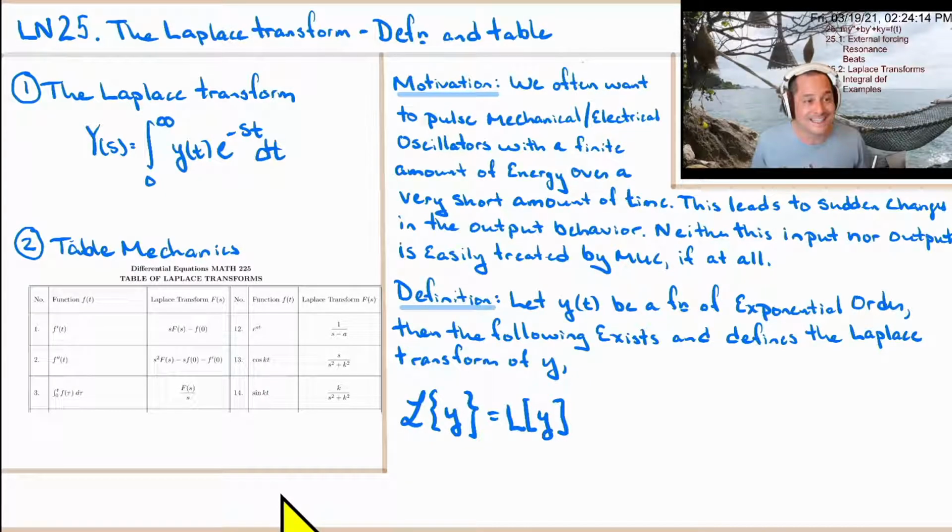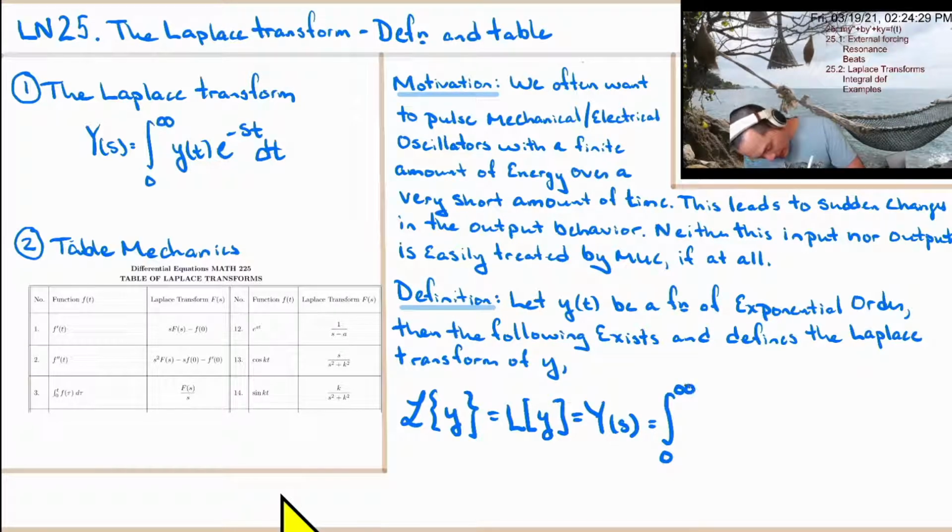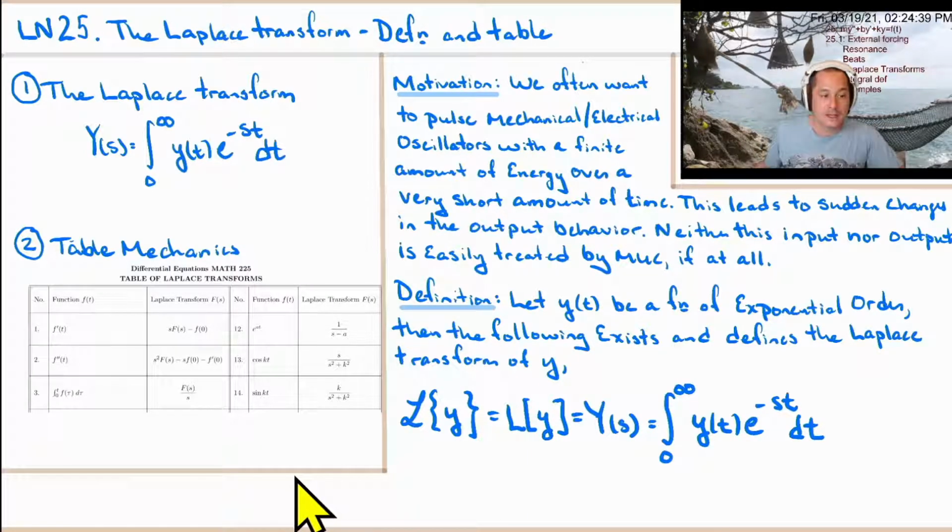And so what is this thing? This thing, whatever comes out of this, I'm going to call capital Y of s. Okay? And what is capital Y of s? It is the integral from 0 to infinity of y of t e to the minus s times t dt. This is the thing.